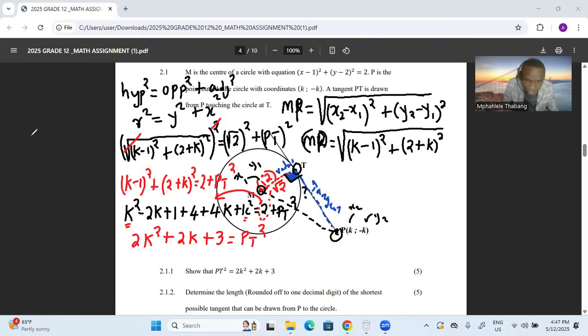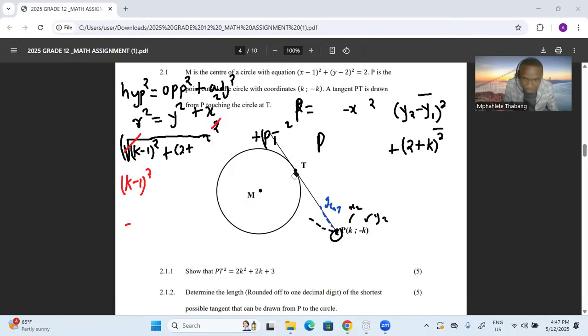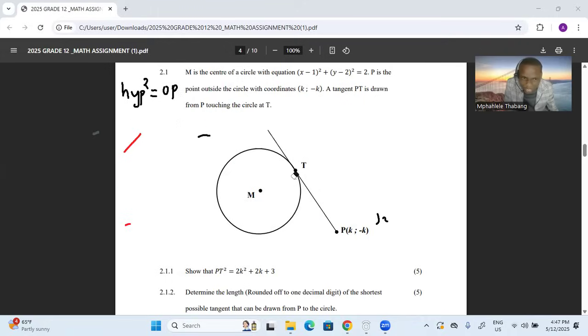Let me summarize what I've just done here. It was easy to show that PT squared is 2k squared plus 2k plus 3. How so? The first thing you identify is that this is a radius and this is a tangent. It means they are perpendicular, so this is 90 degrees. Then you connect the line from M to P, so you now have a right angle triangle. And you can easily find the distance from M to T, which is your radius.